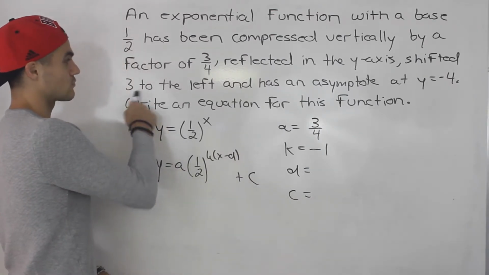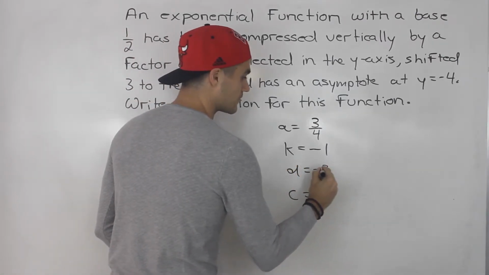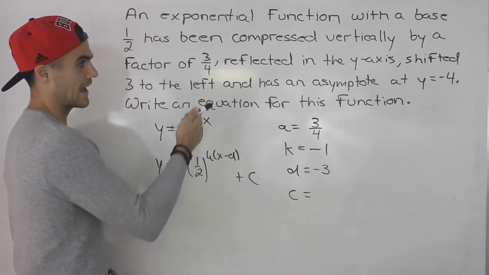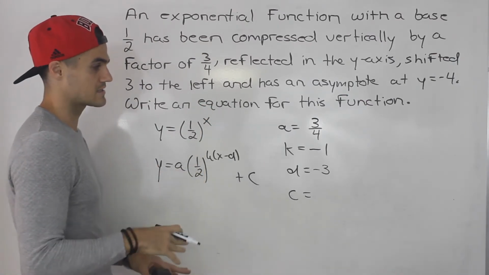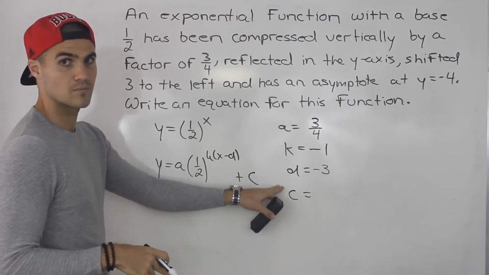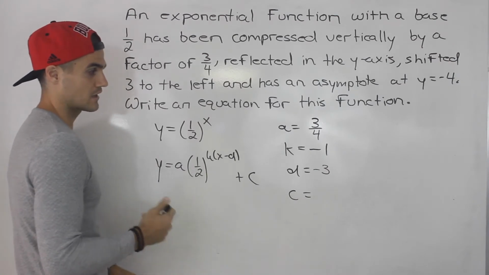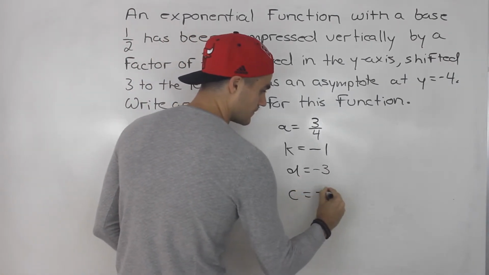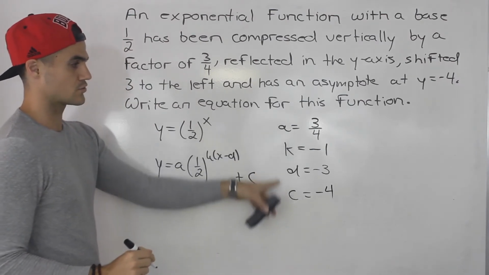Now, there's a shift of 3 to the left, so we know the d value is going to be -3. And then we're also told there's an asymptote at y equals -4. And as you know with exponential functions, the asymptote always comes from the c value, the vertical shift up or down. So if there's an asymptote at y equals -4, then we know the c value is -4. That's it. Those are all the transformation values.